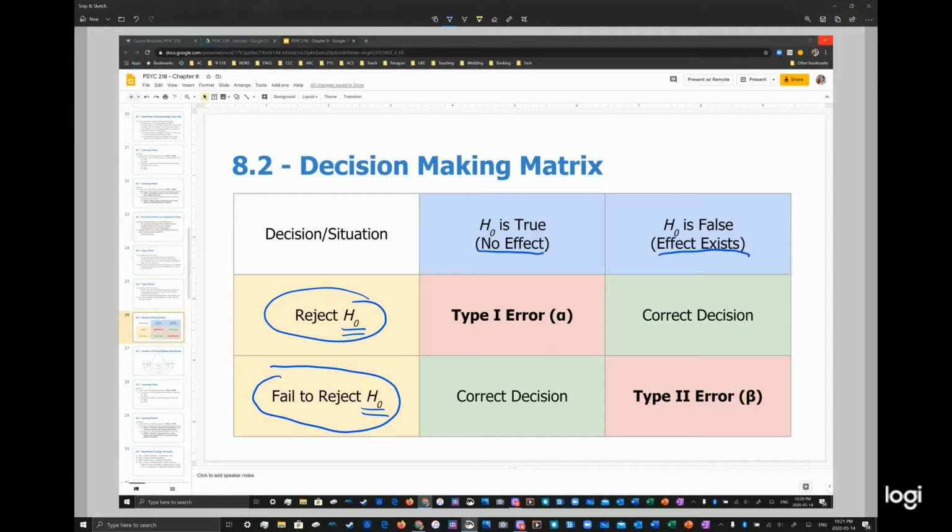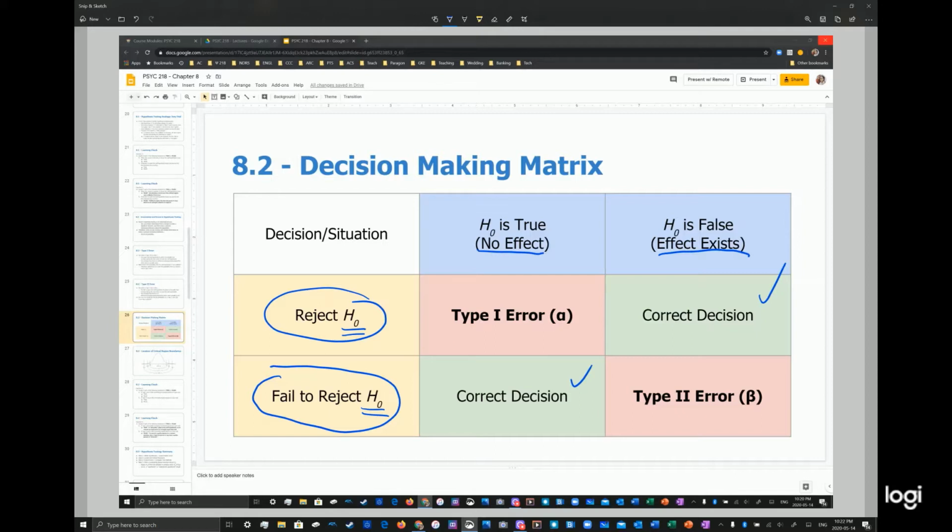So when we match our decision with the situation, then we make the correct decision. So when there is no difference on test day in the situation, when the null is true, we fail to reject it, that is correct. When the null is false and there is a difference from the sample that we've drawn from the population, and we reject the null based on the sampling distribution or the null distribution, yeah, we make the correct decision also.